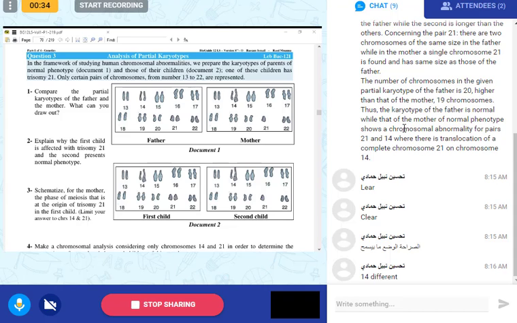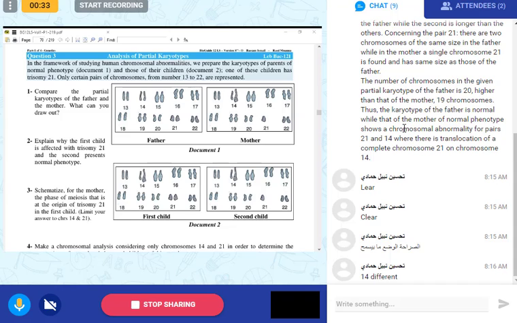Yes, because there are 2 in the 21, and we said one of the 21 is attached to 14. That means an extra one. So the total now is how many? The total now is 3 chromosome 21. Here he has an abnormal karyotype and abnormal phenotype. Exactly. Abnormal karyotype and abnormal phenotype.